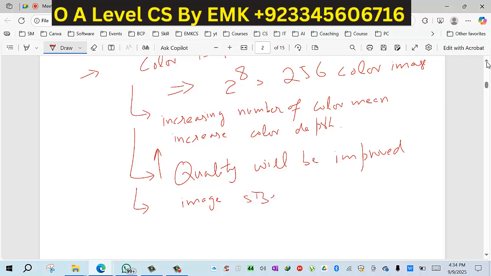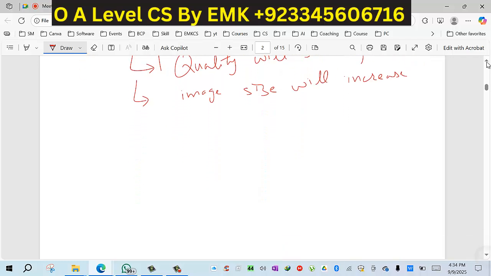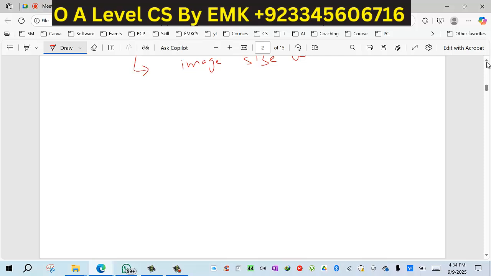Image size will also increase. आपकी इमेज का जो साइज होगा that will also increase. Understood? What will be the disadvantage of increasing the color depth? Disadvantage: the size will be large. You need to have high speed internet to display the image. जब इमेज का साइज बढ़ जाएगा so you need to have high speed internet to display the image.